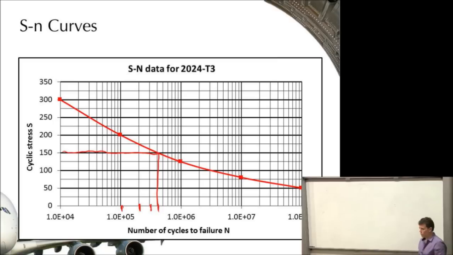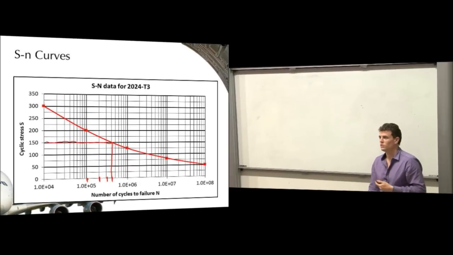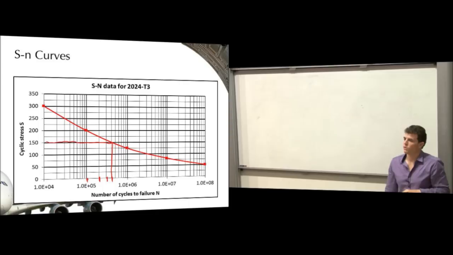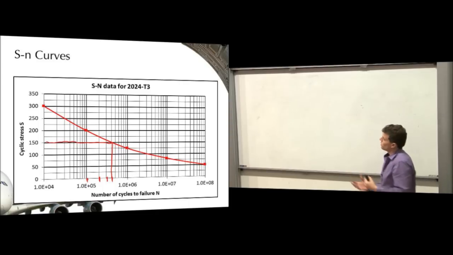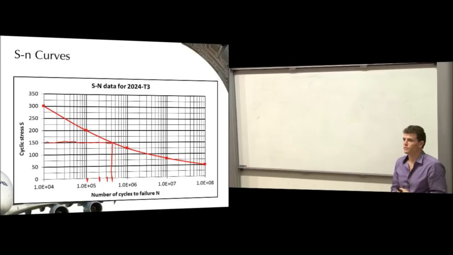So if we wanted to design a component that was going to fail half the time, we could use 4 by 10 to the 5. If we wanted to design a component that's unlikely to fail, we can divide by the scatter factor, which gets us back to 1.3 by 10 to the 5 cycles. So 130,000 cycles, and we should be safe.